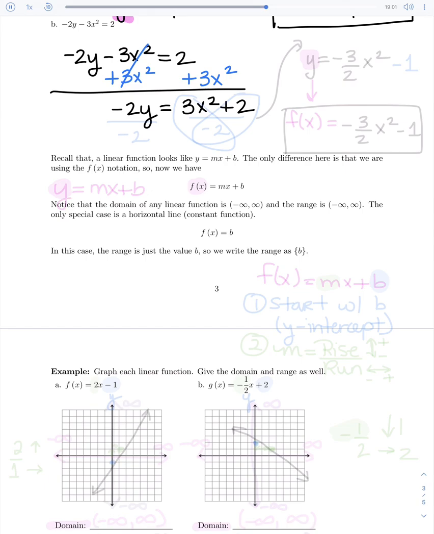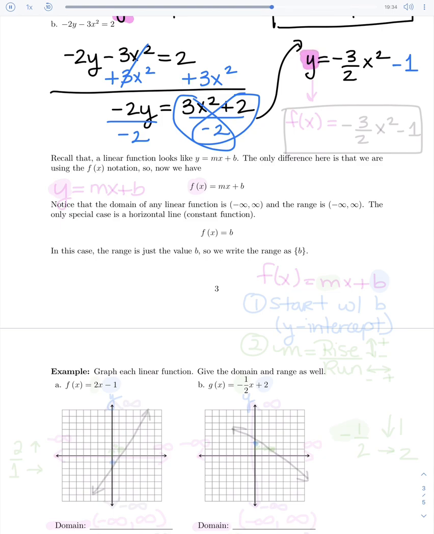Next thing that we'll do is divide everything on both sides by a negative 2. Let's see what that gets us. That gets us y equals negative 3 halves x squared, because you had to divide the 3 by the negative 2. But you also have to divide the 2 by a negative 2, which will give you a negative 1. Almost done. The last thing is, we've got the y by itself.